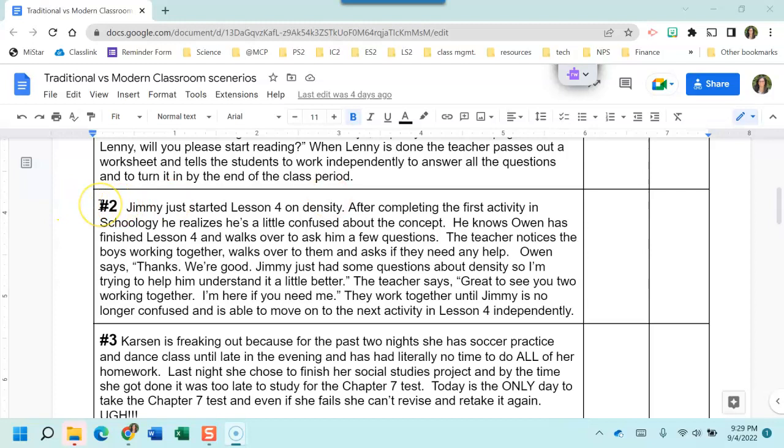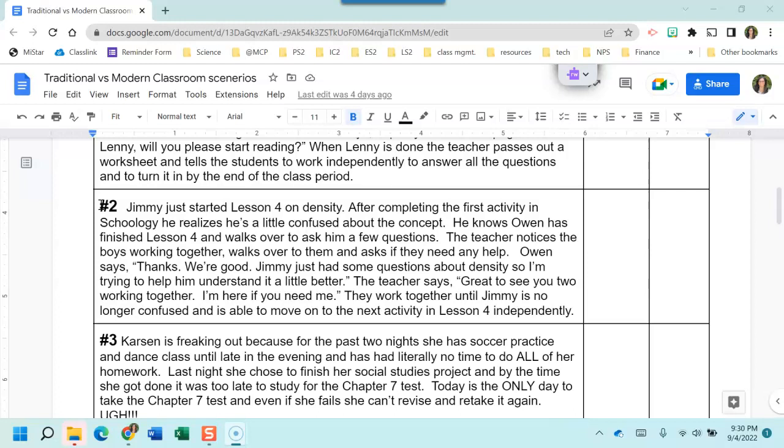Number 2. Jimmy just started lesson 4 on density. After completing the first activity in Schoology, he realizes he's a little confused about the concept. He knows Owen has finished lesson 4, and he walks over to ask him a few questions. The teacher notices the boys working together, walks over to them, and asks if they need any help.